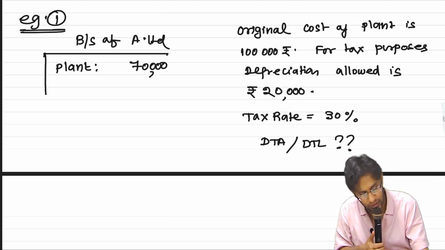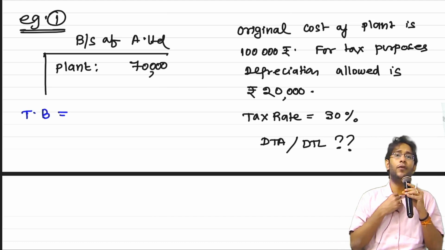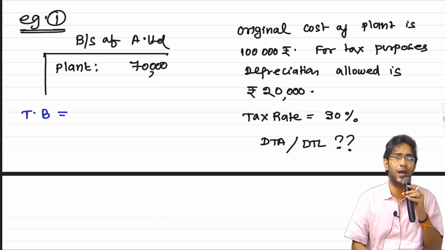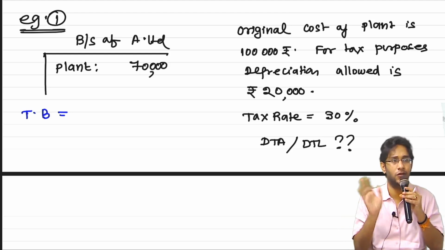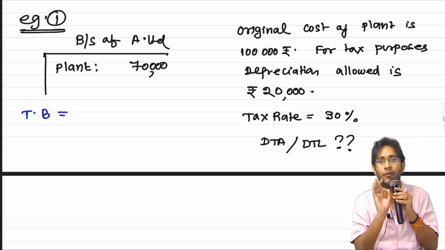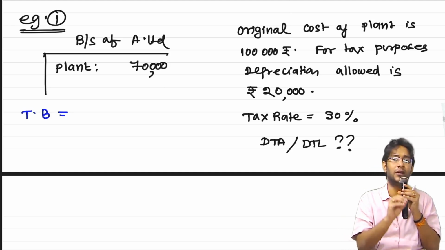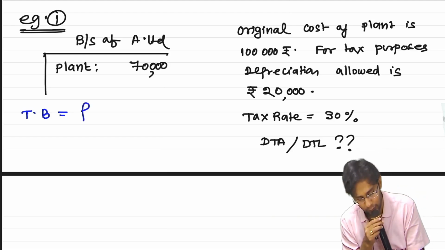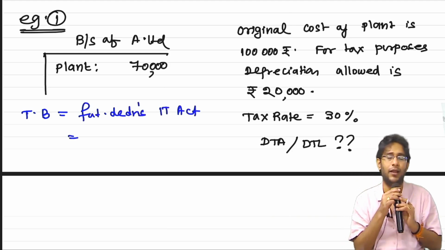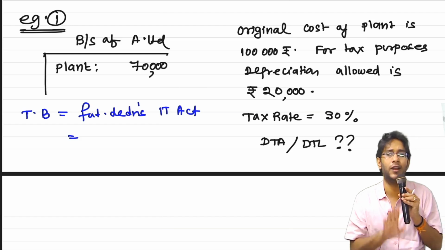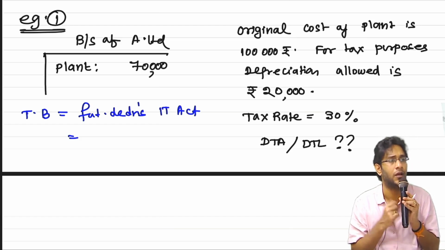First and foremost thing, you have to identify the taxability. Sir, if you use plant and machinery, manufacture goods and sell them, taxable only. If you sell plant and machinery directly, then also it is taxable only. So future economic benefits are taxable. When future economic benefits are taxable, tax base is equal to future deductions under the IT Act. In future, what deduction will I get? Out of 1 lakh cost, 20,000 already I claimed. In future, how much deduction will I get? 80,000.